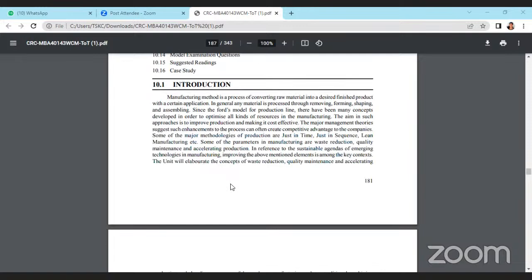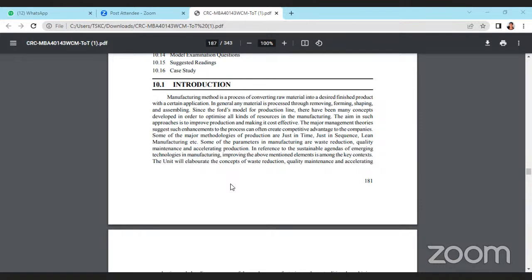If you look here, a manufacturing method is nothing but converting raw material into a finished product with a certain application. In general, the process happens through removing, forming, shaping, and assembly. And this model is for the production line. Many concepts have been developed in order to maximize all the levels, from the stage where they take the raw material till it is converted for production purposes.